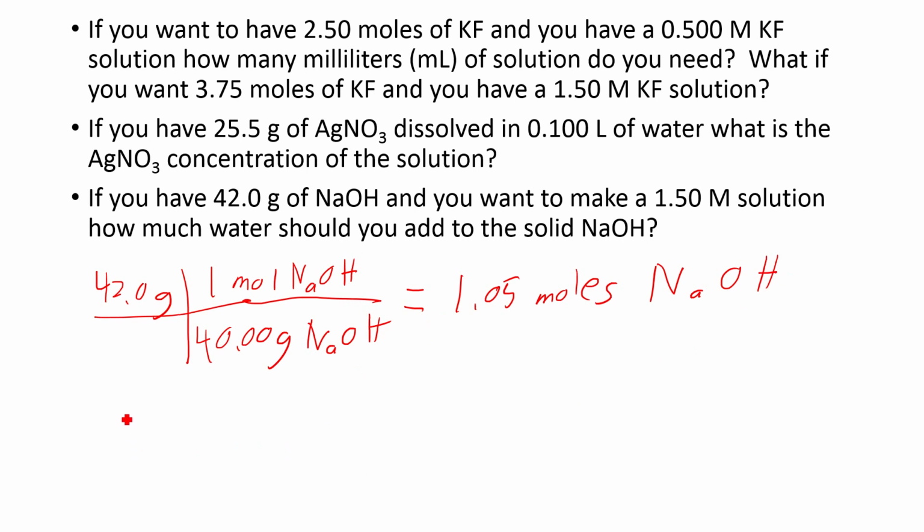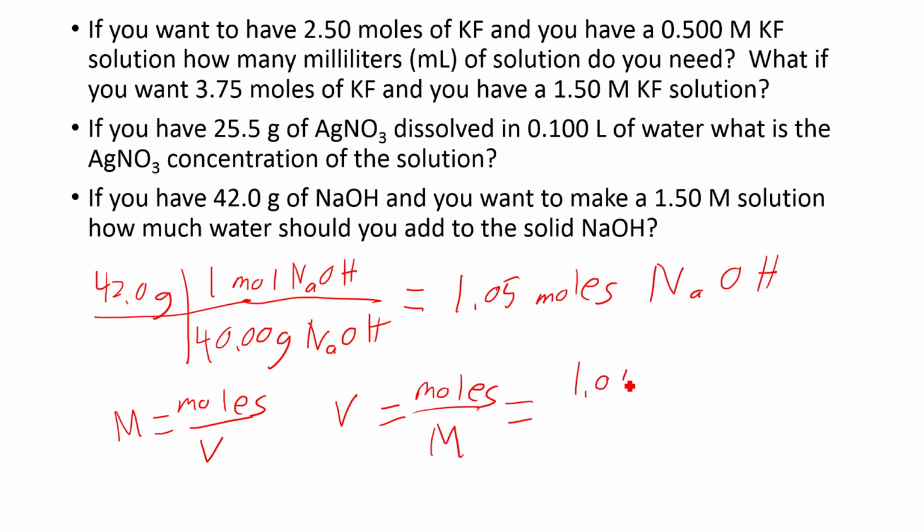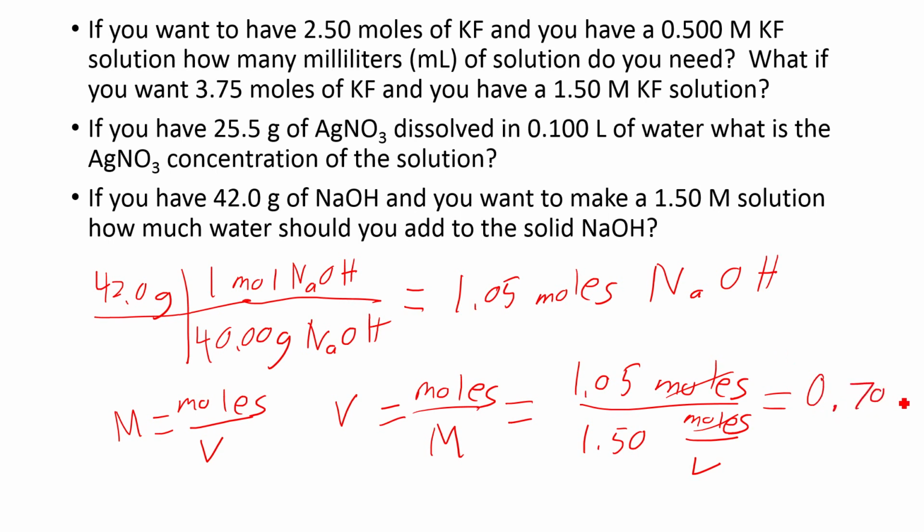And so, if we go back to our equation, we know that molarity equals moles over volume. And I want to find volume, and I've got the other two. So we rearrange that to volume equals moles over molarity. And this is equal to 1.05 moles over 1.50 moles per liter. The moles cancel. We are left with 0.700 liters. That's how much water we would need to add.